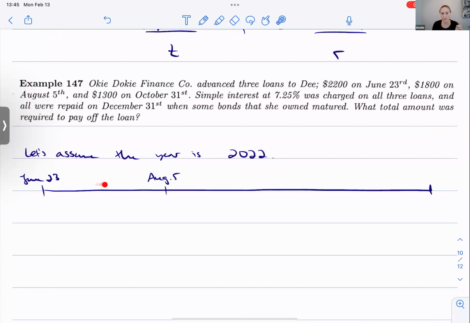Now, what I'm going to mention here is this is just to visualize the problem. So you don't need to spend a lot of time making sure that they're evenly spaced or proportionately spaced. That's okay. But I'm going to put October 31st. I like to have them just evenly spaced if I can. And then finally, so here are the 3 loans, and they were all paid off on December 31st.